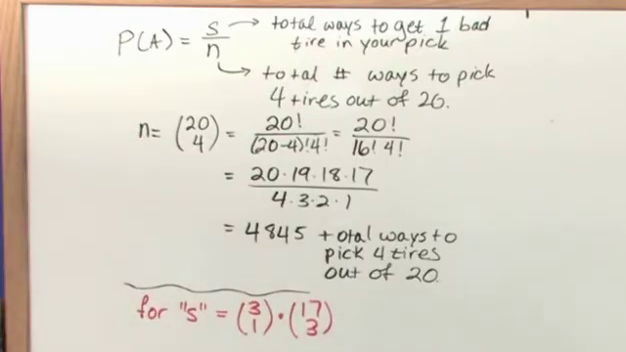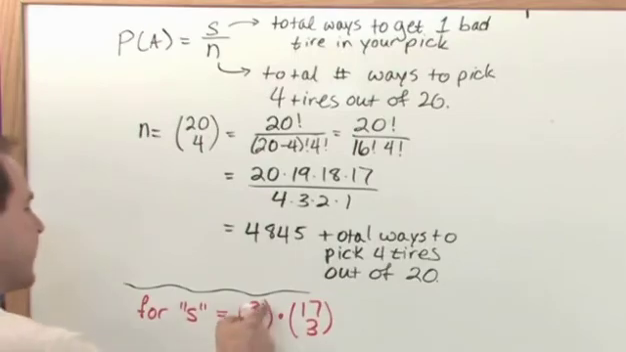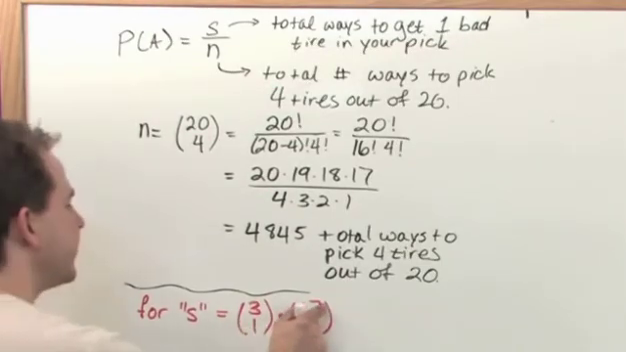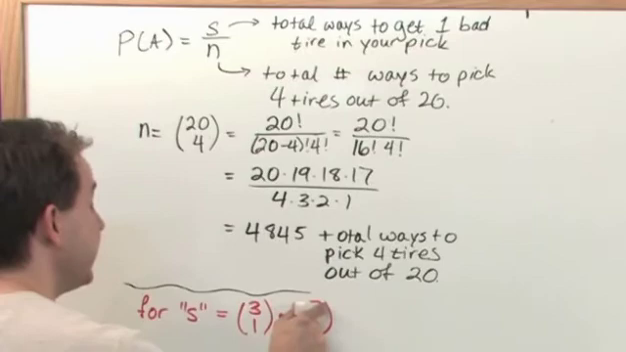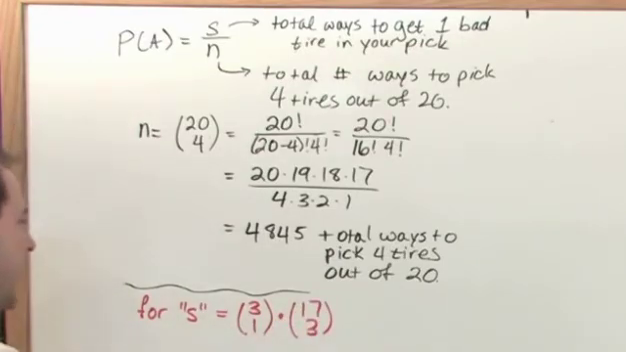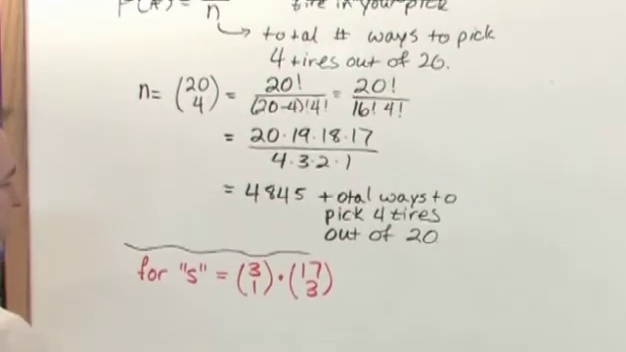This is exactly like the previous problem, right? This term right here is out of the 3 defective tires that are in this lot. Notice that 3 plus 17 is 20. That's all the tires I have. Out of the 3 defective ones I have, I only pick 1. And out of the 17 good tires that remain, I pick the remaining 3. This is what locks down the fact that I only get 1 defective tire in my pick, okay? So you multiply them together because of the fundamental counting principle, from before.